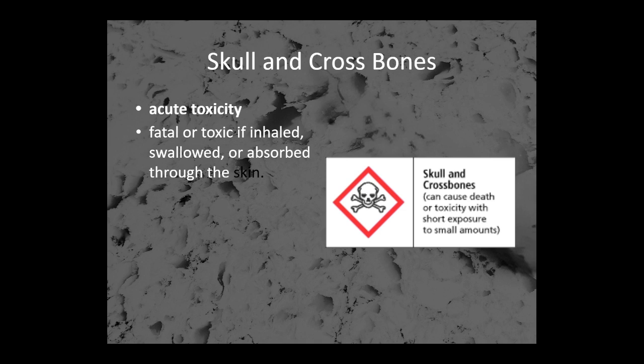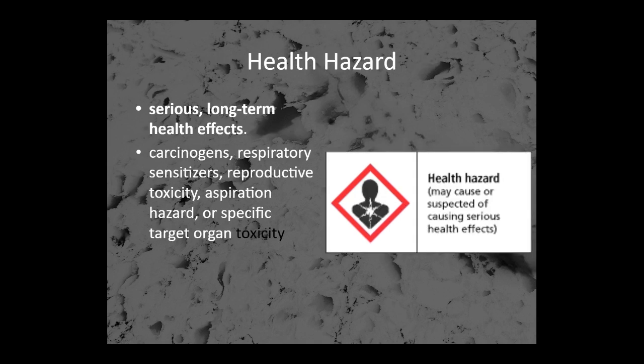Health hazard. The health hazard pictogram represents a range of serious longer-term, that is chronic, health effects. This symbol warns of products that may cause or be suspected of causing serious health effects such as carcinogenicity, which is cancer, respiratory sensitization, which is asthma, reproductive toxicity, which is infertility or harm to an unborn child, organ toxicity, which is damage to liver, kidneys, etc. after single or repeated exposure, or mutagenicity, which is genetic defects. The effects often develop slowly over time and may be irreversible.